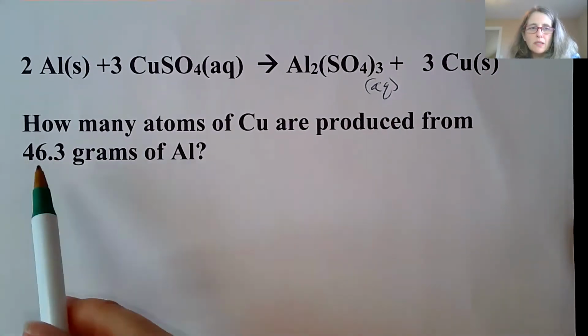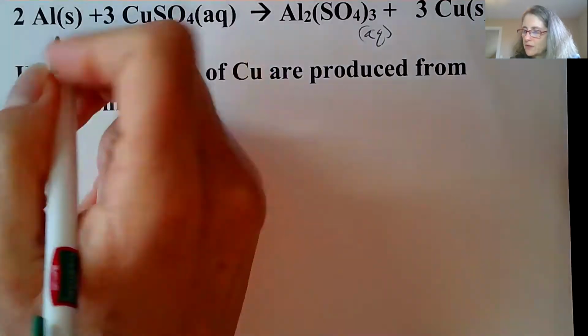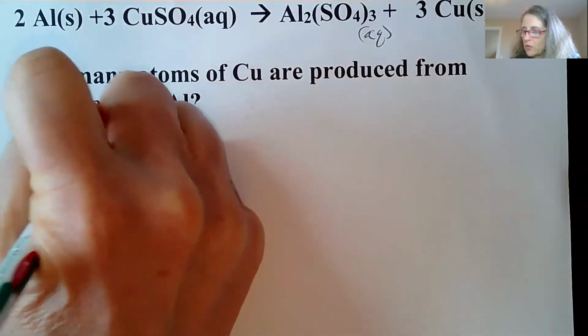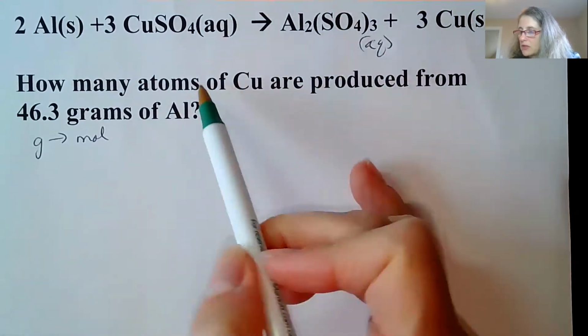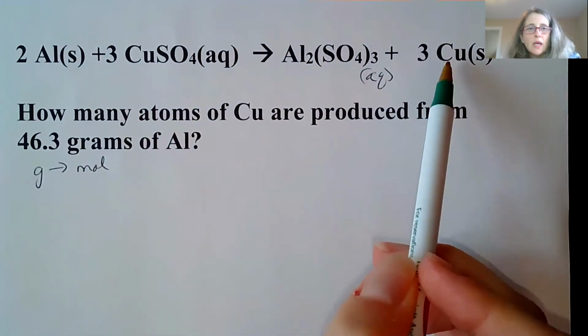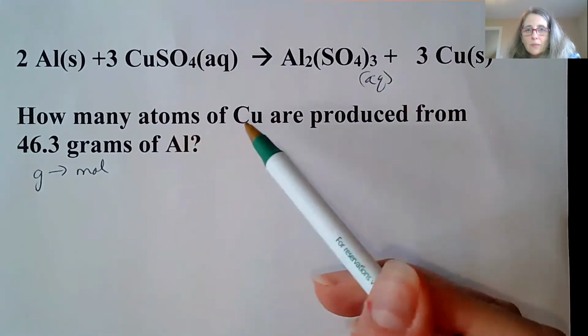So in this problem, since I've been given grams, my first step is to go from grams to moles. Then I'm going to take the balanced chemical equation and see what the relationship is between aluminum and copper. And then finally, I'm going to go to atoms of copper.